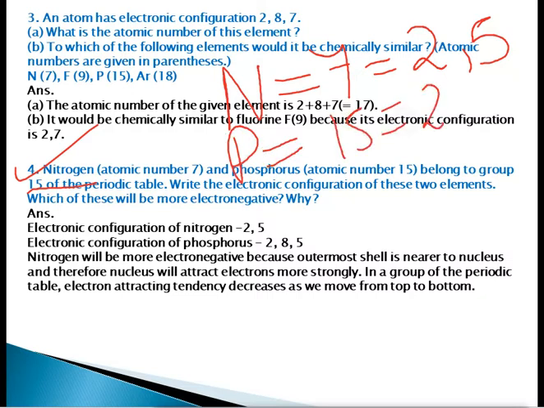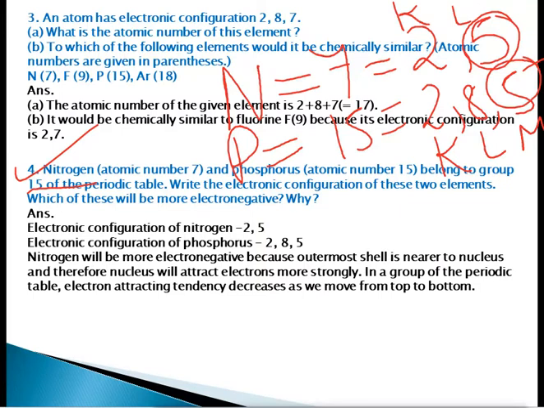2, 8, 5. See, in nitrogen, how many shells are there? 2 shells, K and L. And in phosphorus, 3 shells are there, K, L, M. This is the difference. Nitrogen is having 5 electrons in the outermost shell. Phosphorus is also having 5 electrons in the outermost shell. But in nitrogen, 2 shells are present, and in phosphorus, 3 shells are present. So which element will be more electronegative?